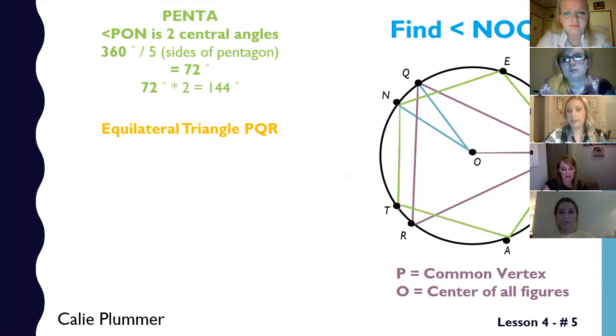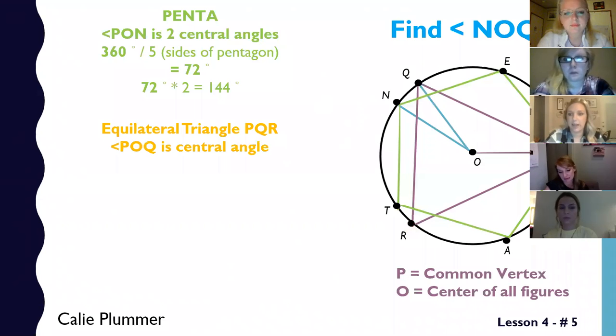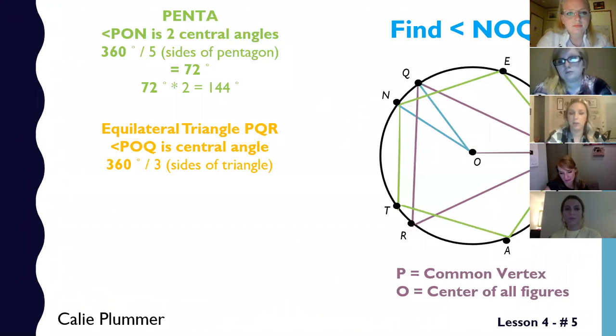Then we can see that inside the circle, but not inside PENTA, we have equilateral triangle PQR. Angle POQ is one central angle of our equilateral triangle PQR, so we do the exact same thing and find the measurement of that central angle. You take 360 and divide it by 3, the number of sides of the equilateral triangle, and we get 120.